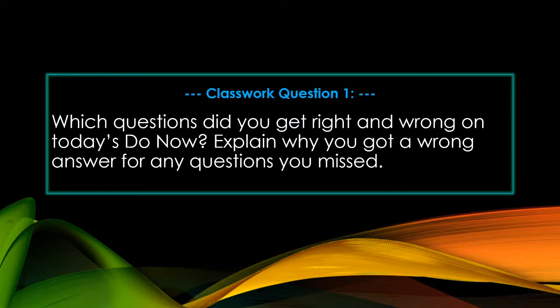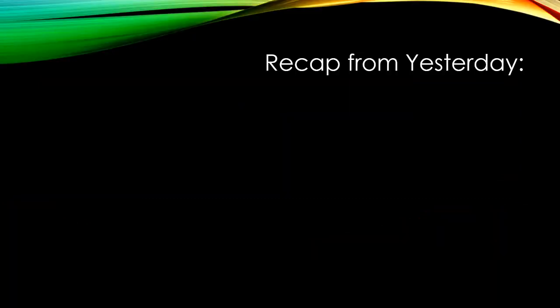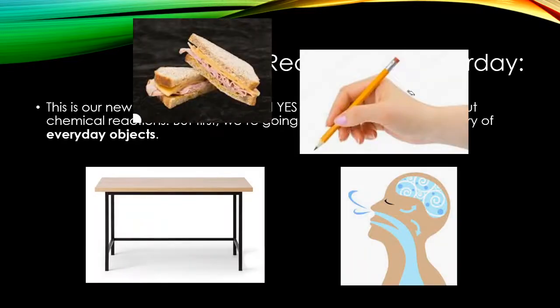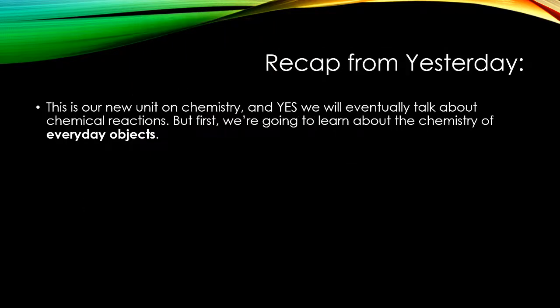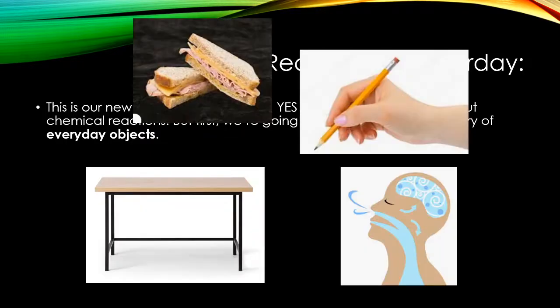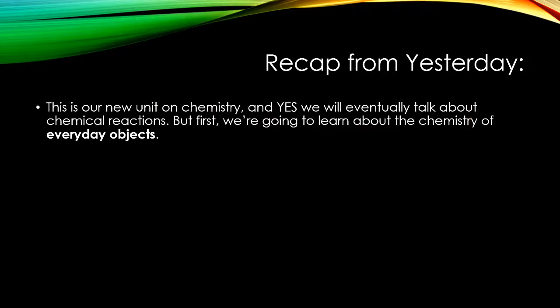And I'm going to assume that you've now done that, and we are moving on from there. All right, to recap what we learned yesterday, just a little bit more thoroughly on top of our do now, this is our new unit on chemistry that we're doing. And yes, we will eventually talk about chemical reactions. But first, we're going to learn about the chemistry of everyday objects. And I mean everyday objects, like the stuff that might be around you right now, all this stuff. The reason why is because we need to talk about this stuff before we can have a general sense of what's going on when we look at a chemical reaction.